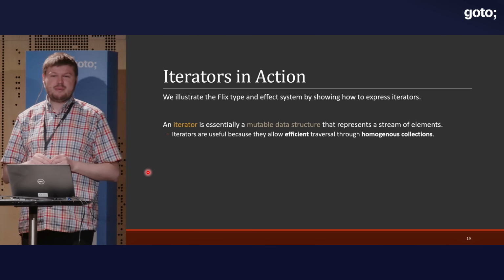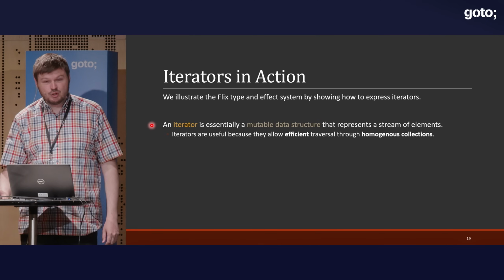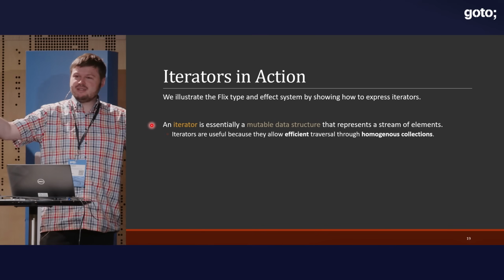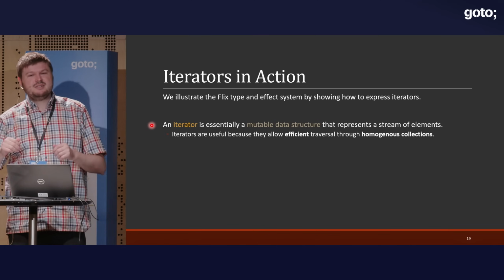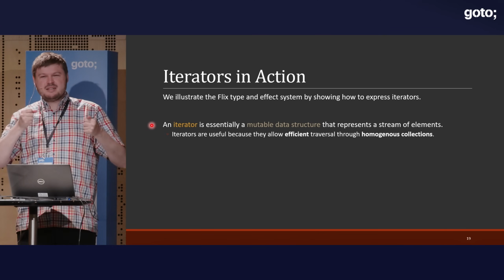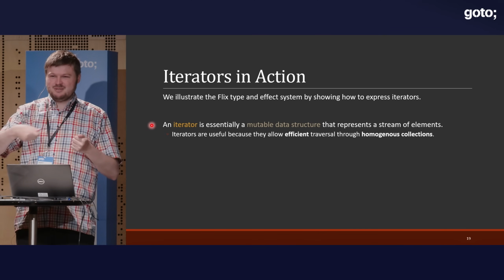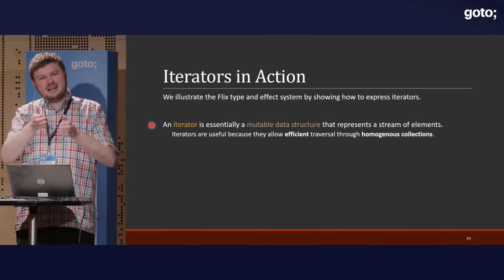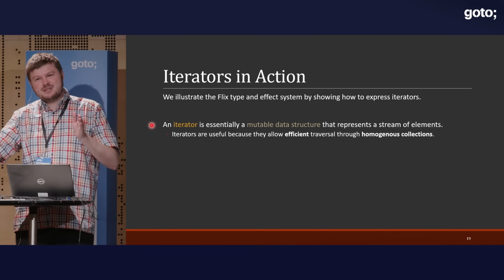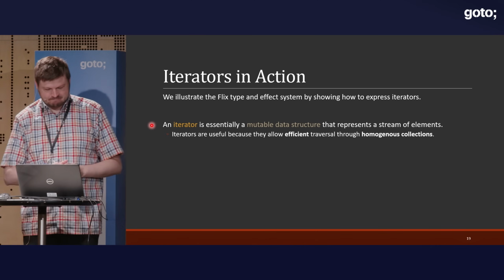Okay, so let's just remind ourselves, what is an iterator? Well, in my mind, it's like a mutable data structure that represents a stream of elements. So it's something where you can pull elements out. And part of pulling elements out means that you're changing the iterator, right? Like you're destroying it in some sense, right? You get one element out, and now the iterator has advanced. It's no longer the same iterator. And at some point, the iterator will end, and then it's useless, right?